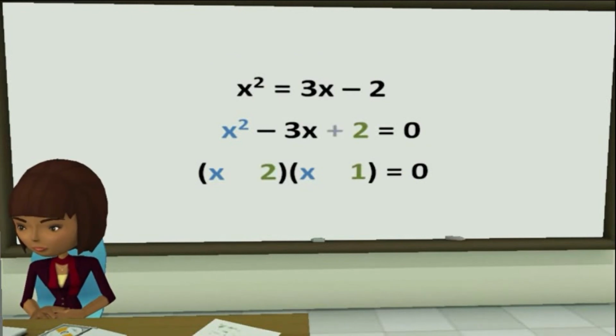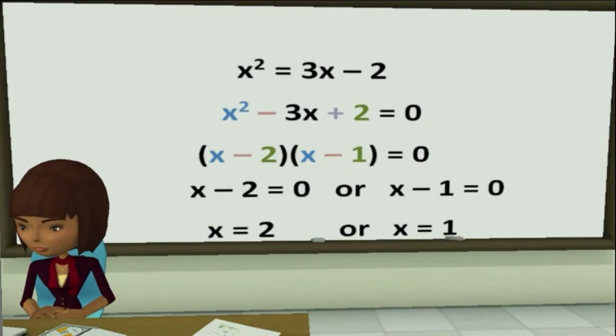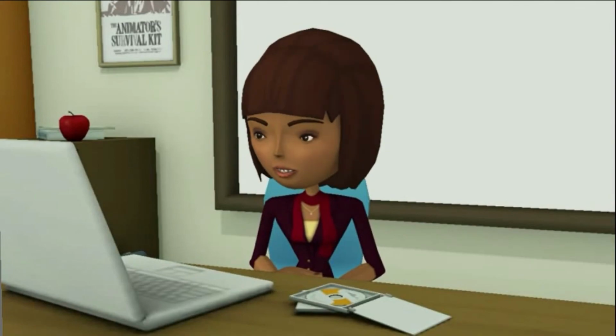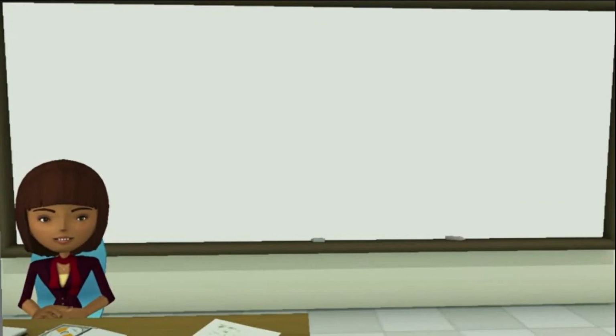The sign of the last term of the trinomial is plus, which means the signs in the brackets will be the same. And because the sign of the middle term of the trinomial is minus, the signs will both be minus. So, my solution is x equals 2, or x equals 1. How was that? Nice work, Tony. All right. That concludes quadratic equations.